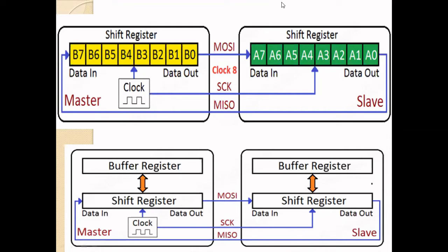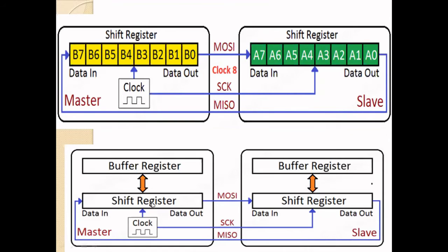See the top diagram. These are B0 to B7. B0 is the LSB and this is the MSB. If you give the first clock pulse, the first bit will be transmitted to the slave device, A7. Next, the second bit will be transmitted. After 8 clock pulses, all 8 bits will be transferred to the slave. Now the shift register will become empty. From the buffer, the data will be moved to the shift register.